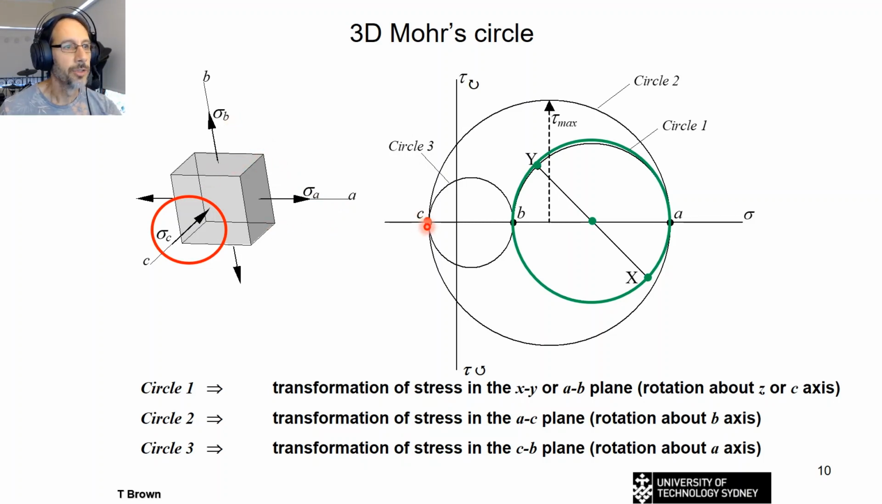Now we can start to look at the other two circles. Circle 2, this one here, represents transformation of stress in the AC plane. We've got stress A right there, and stress C out here. So we're looking at transformation of stress in this AC plane here. Then there's stress A and stress B, that one here. Circle 3 represents transformation in this plane here, BC, so rotating about this A axis. Okay, hope that makes sense for you.